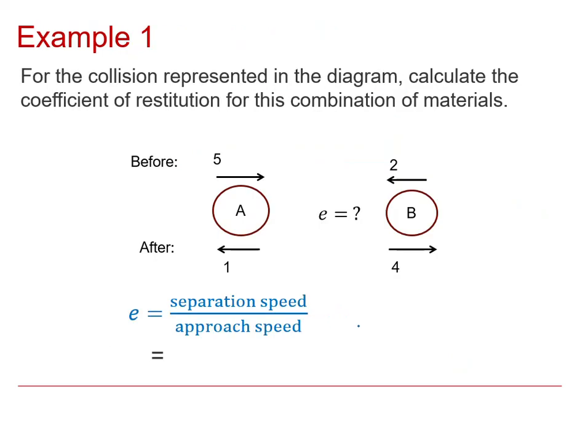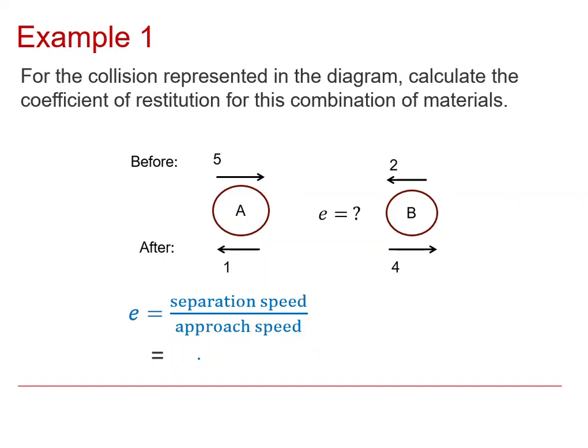Let's take a simple starting case. Notice the usual schematic description of what's happening. We've got an approach velocity for A of 5 and a rebound velocity of 1, and similarly numbers for B, and we're trying to find E. As usual, if the numbers have no units, we take it that they're the standard units, so that for the approach velocity of A, that's 5 meters per second. So we look at the separation speed over the approach speed. Remember to get the fraction the right way up.